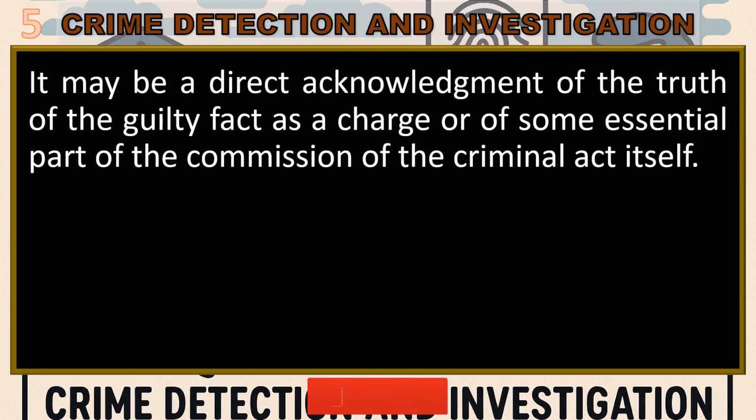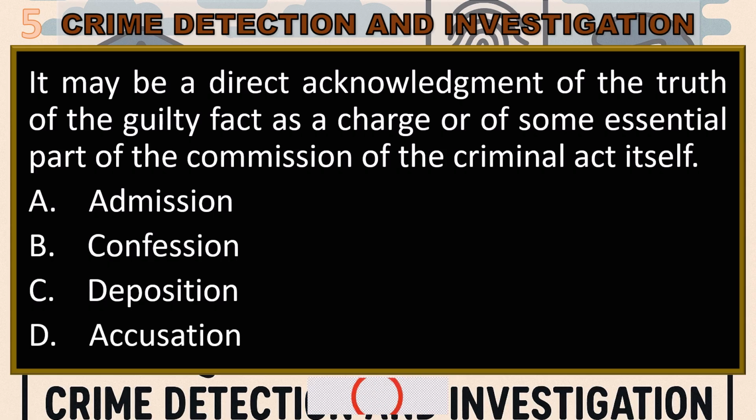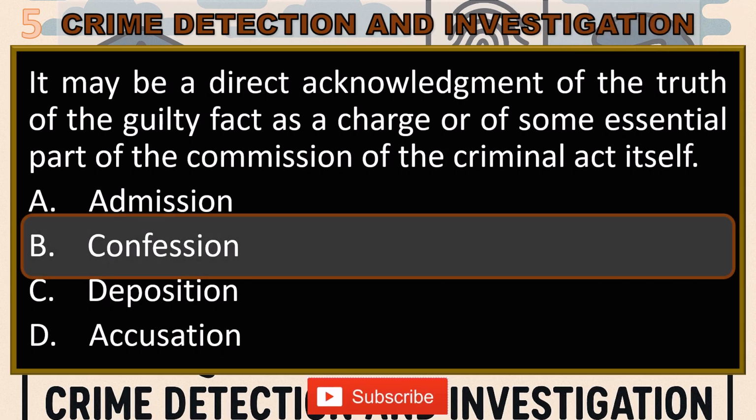It may be a direct acknowledgement of the truth of the guilty fact as a charge or of some essential part of the commission of the criminal act itself. Letter A, admission. Letter B, confession. Letter C, deposition. Letter D, accusation. In the next 5 seconds, select the best response from the available options. The letter of the correct answer is B, confession. Confession may be a direct acknowledgement of the truth of the guilty fact as a charge or of some essential part of the commission of the criminal act itself.